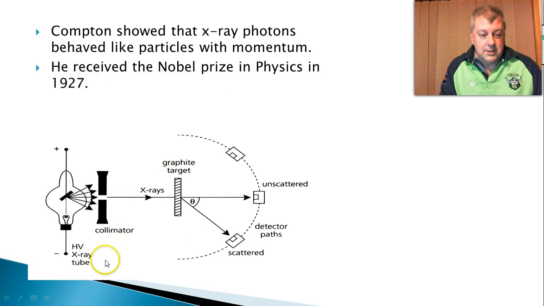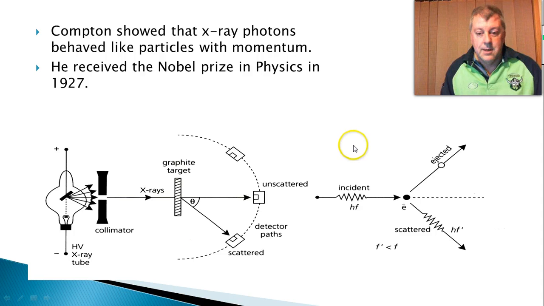And this was just another diagram of his apparatus. He had an X-ray tube that made his X-rays. He had a narrow gap, a collimator. He fired the X-rays at the graphite, and then he measured what was the result.